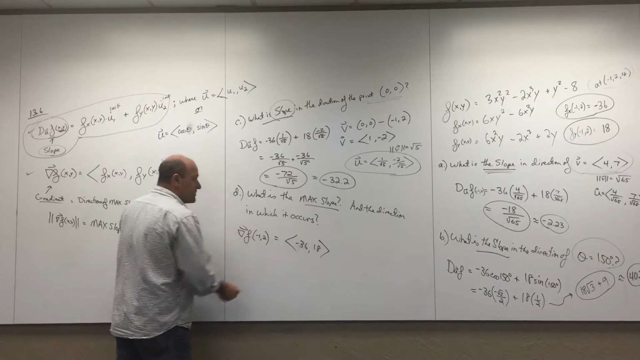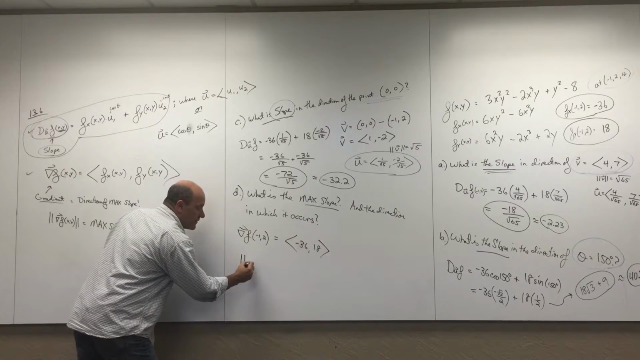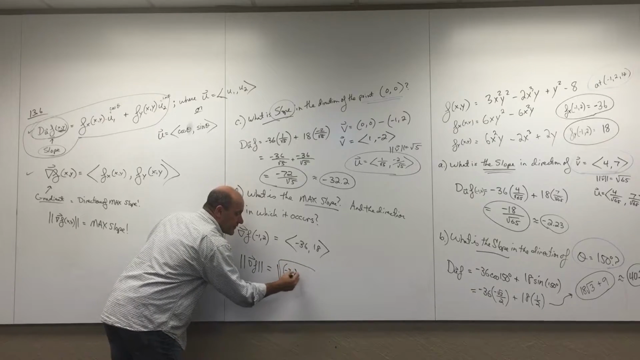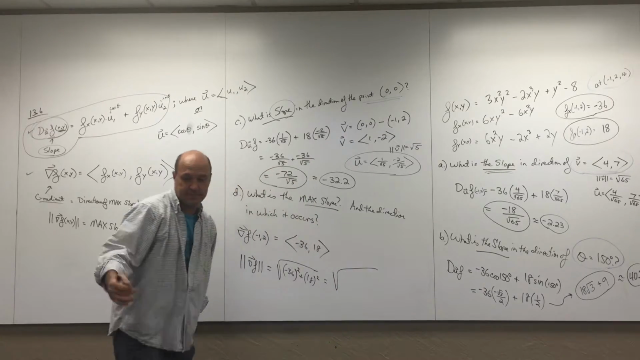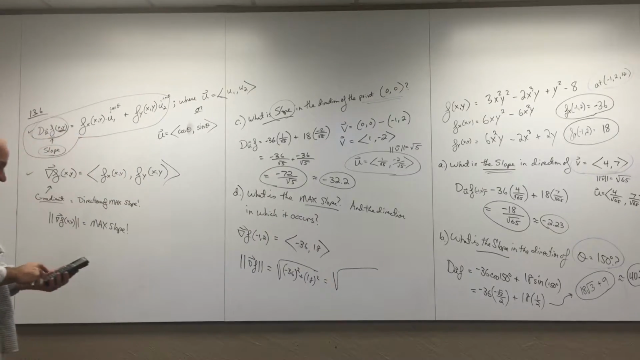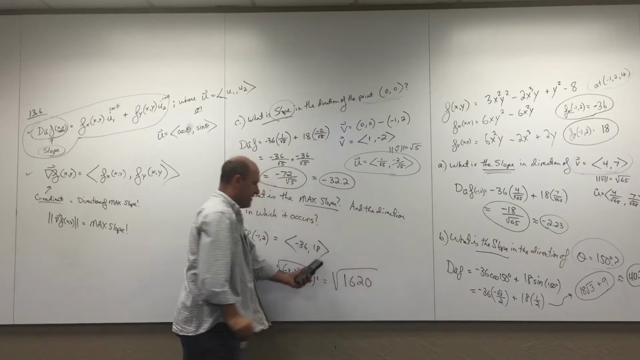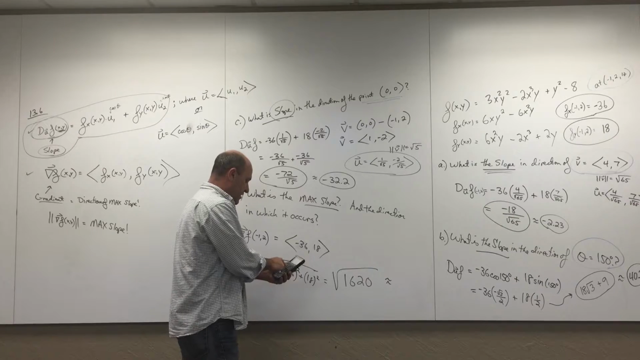So that's the direction of maximum slope, and the actual maximum slope is the magnitude of it. So the max slope is the magnitude of this gradient. And that'll be the square root of negative 36 squared plus 18 squared, some huge number. 40.25. Wow, the square root of 1620, right? And then you called that approximately 40.